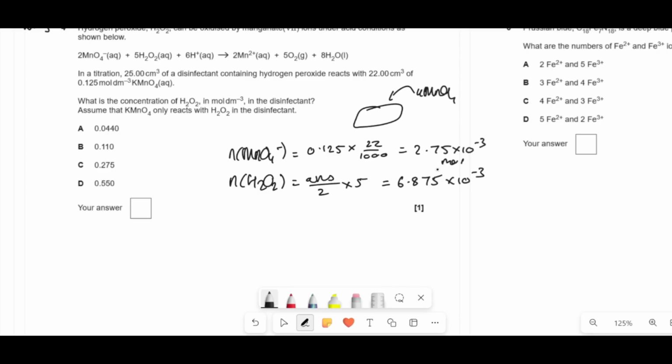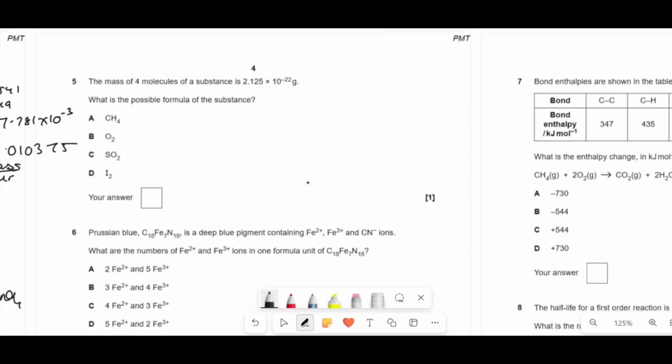So if you do that, we've now got the moles of the H2O2, so then you know that the concentration is going to be the moles over its volume, which is that answer divided by the volume, which is 25 times 10 to the minus 3, or 25 over 1,000, whichever way you fancy. And if we do that, that gives us 0.275, which is C.